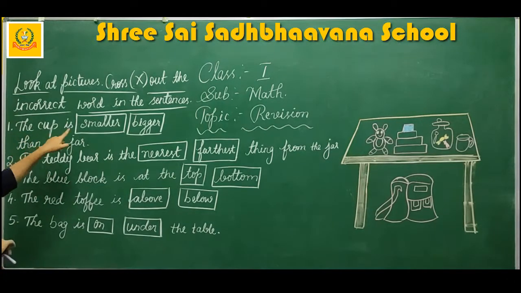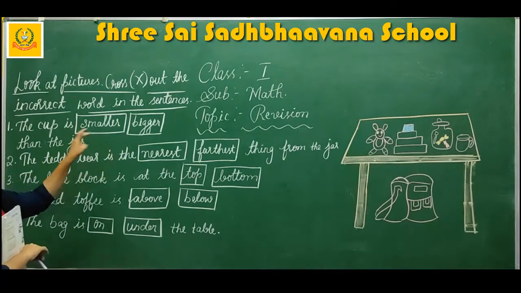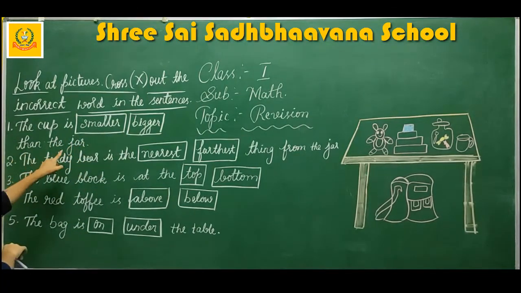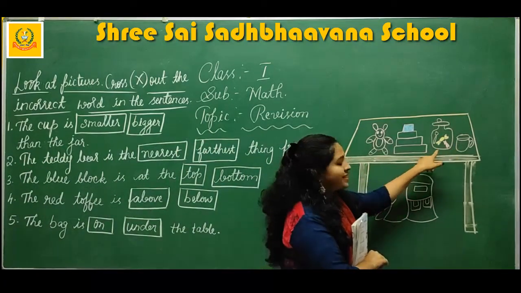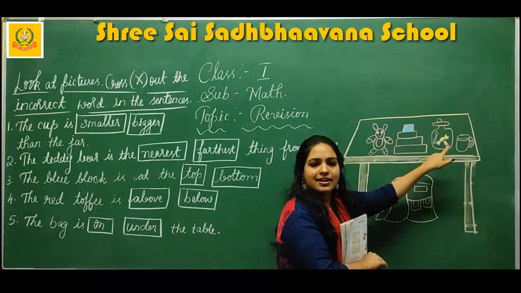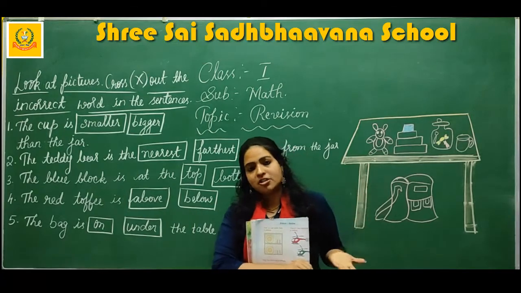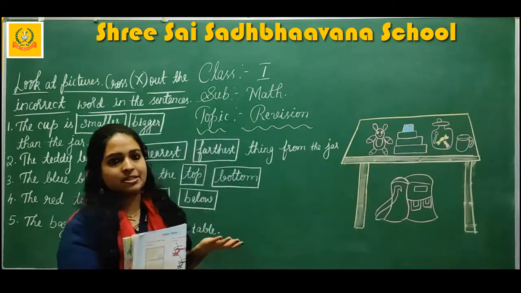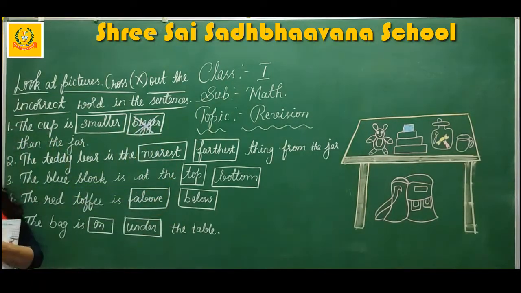The cup is dash, smaller or bigger. Two options are given. Smaller, bigger than the jar. Can you see the cup? Cup is smaller than the jar, right? So which is suitable here? Smaller is suitable. Then which is not suitable? Bigger than the jar is not suitable. So we'll strike out this bigger. This bigger is not required. So now the cup is smaller than the jar. Understood? Okay, we'll move on to the next.